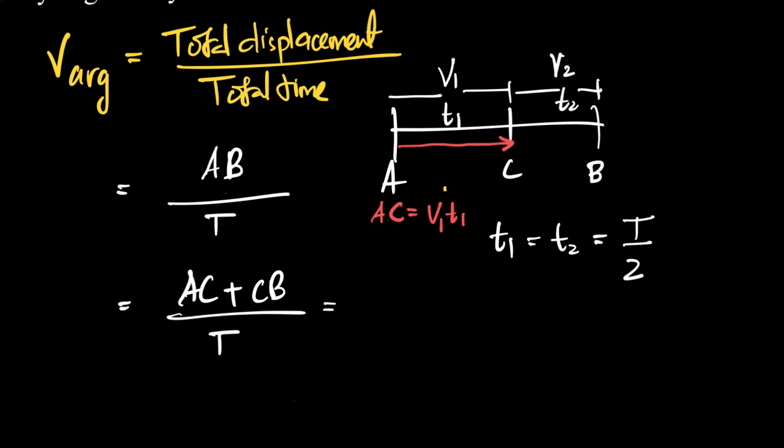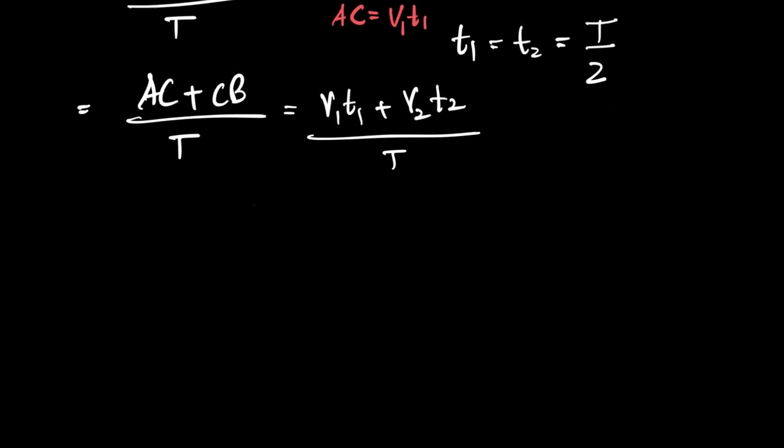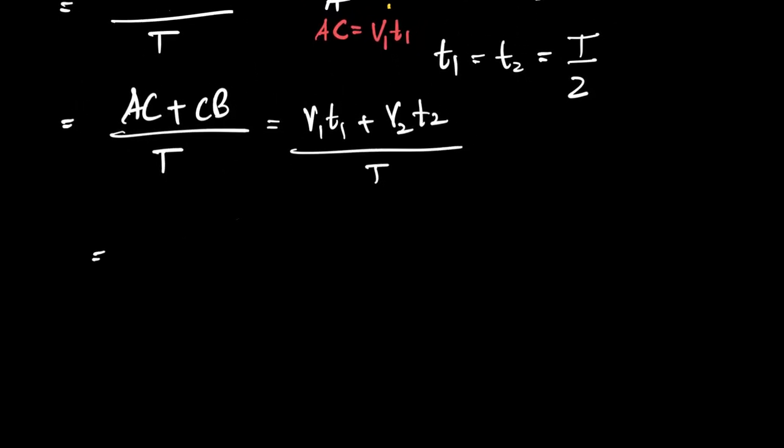Or in other words, let us see it the other way around. In the case of motion along CB, the velocity is v2. Velocity is equal to total displacement by total time. The displacement is CB and the time taken is t2. So CB is equal to v2 times t2. Simple. Now AC is v1 t1 plus CB, which is v2 t2, and the whole upon this becomes T. Right?